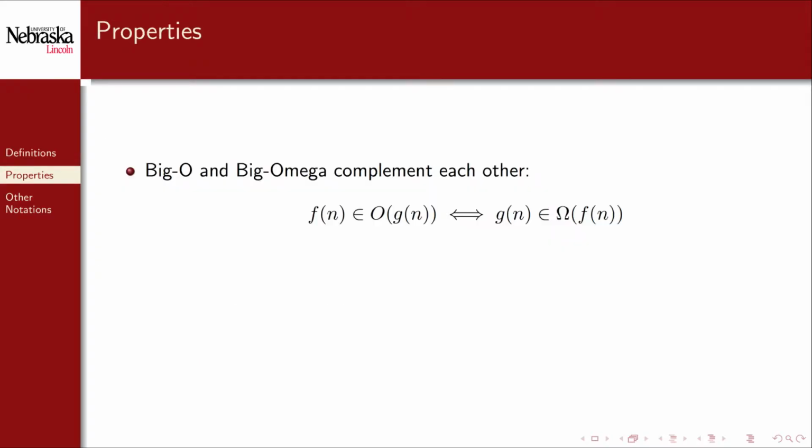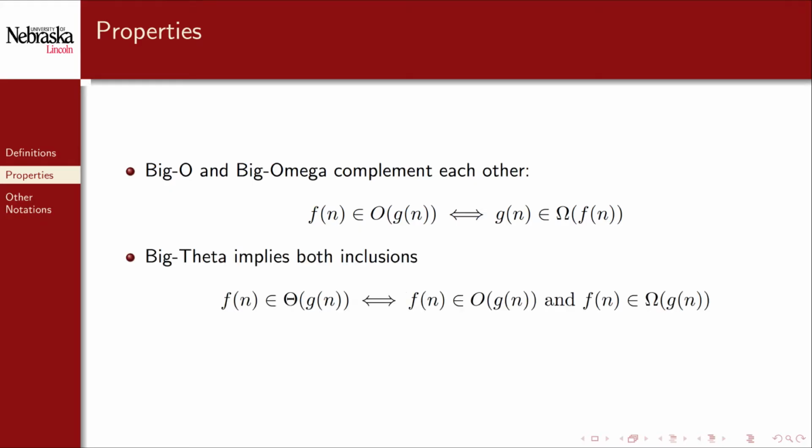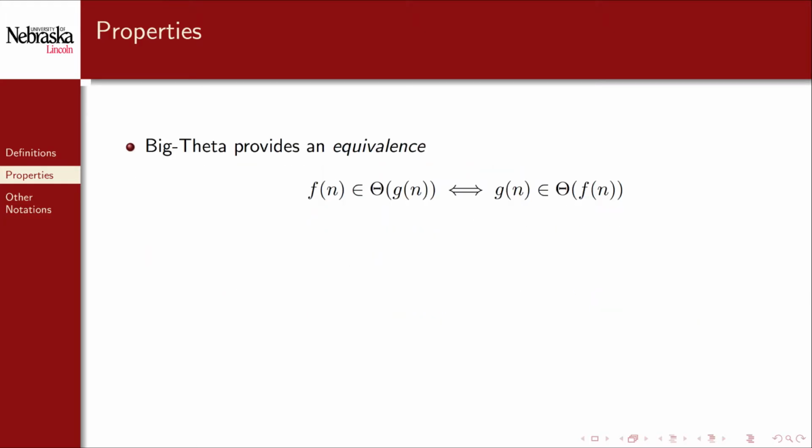We can now make some observations about the relationships between big O, omega, and theta. First, big O and big omega complement each other. F of n is big O of g of n if and only if g of n is big omega of f of n. Big theta implies that both relationships hold. That is, f of n is theta of g of n if and only if f of n is big O of g and f of n is big omega of g. Again, big theta provides an equivalence. F of n is big theta of g of n if and only if g of n is also big theta of f of n.